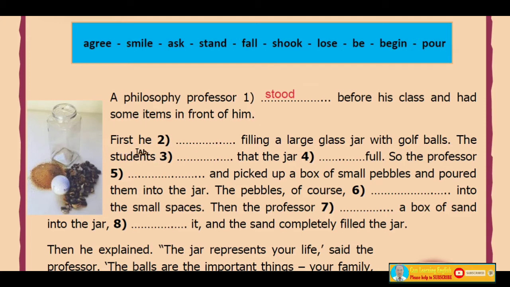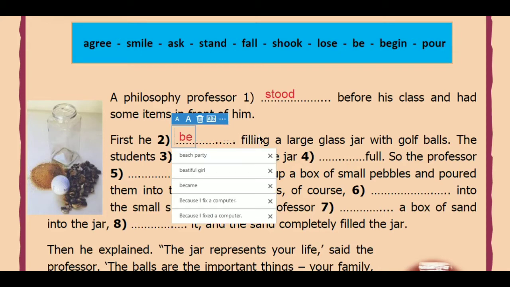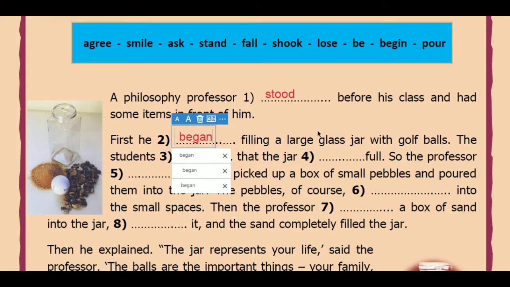And number two, first he, filling a large glass jar with golf balls. Again, first he filling. So what verb goes in the space? It is begin, right? So you have to change it to began. Okay, began filling a large glass jar with golf balls.